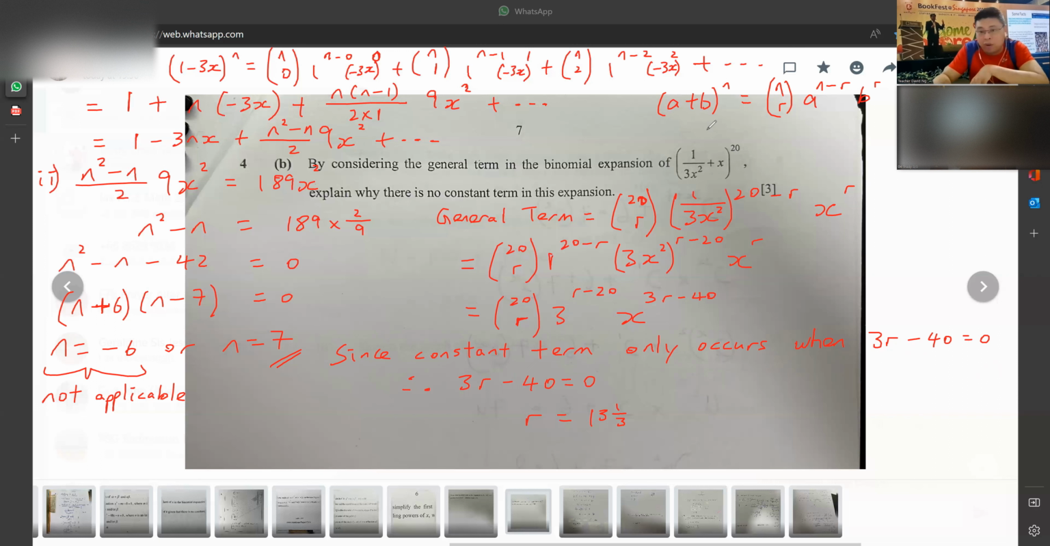If r is a fraction, then 20 choose r is 20 choose a fraction, which you cannot do. These indices would also become fractions. Then it doesn't make sense, it doesn't hold water. You have to explain again.